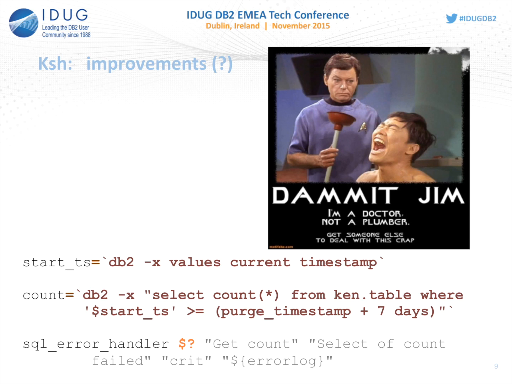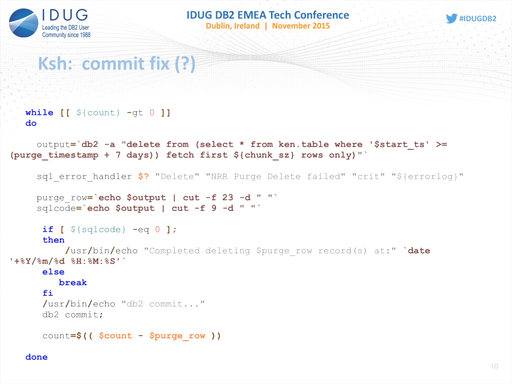And then I'm going to put this in a loop, and the only way that I can think of to get intermediate commits in there with plain SQL and Korn shell is to do something like fetch first rows only in a select, and then I'm passing a chunk size variable in. I want to delete 1,000 rows at a time and then commit. And that's all fine.